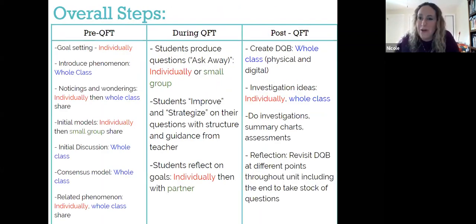And this slide just summarizes everything I just said. So I won't go through everything, but you can see on the left side, pre-QFT, this is what I do with students. I also gave you tips for whether I have them do it individually or whole class. The middle column is what we do during the QFT, small group, individually. And the last column is what we do after the QFT. That way, if you needed to print this out and have a guide, this can help you through all of those steps to make the QFT as rich and productive a process as possible.